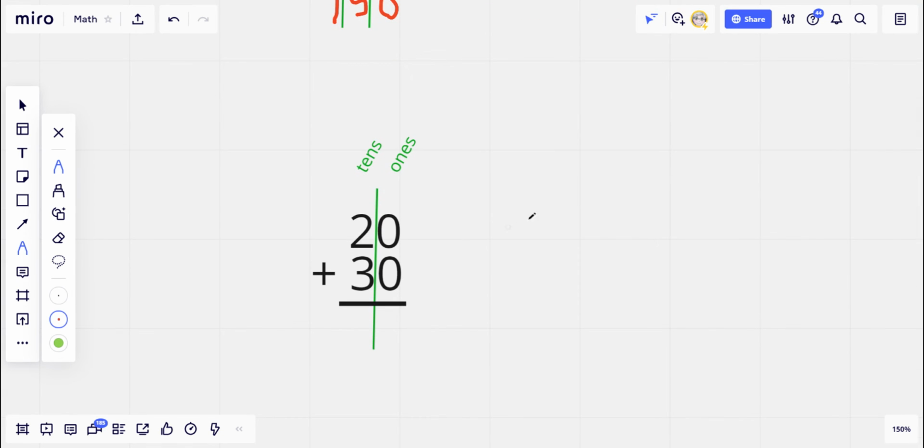We're going to do the same thing with the next problem, 20 plus 30. I've got them lined up so that the ones place matches the ones place, the tens place matches the tens place, and then we can just add down the columns. So 0 plus 0, again, that's 0, and 2 plus 3 is 5, so 20 plus 30 is 50. So that is how to add numbers that are multiples of 10.